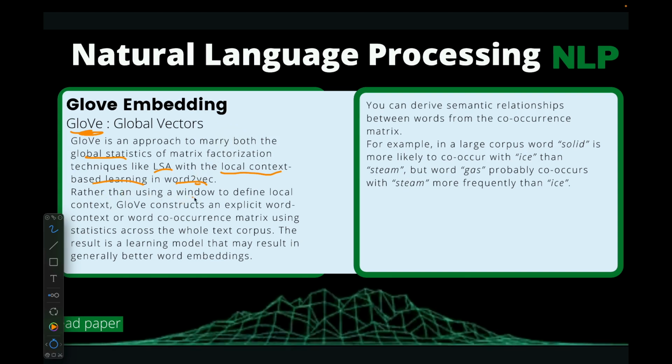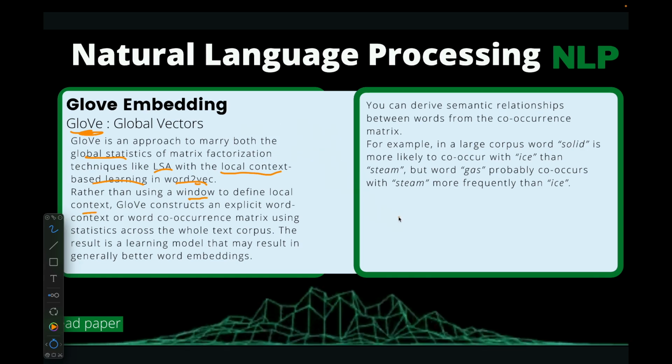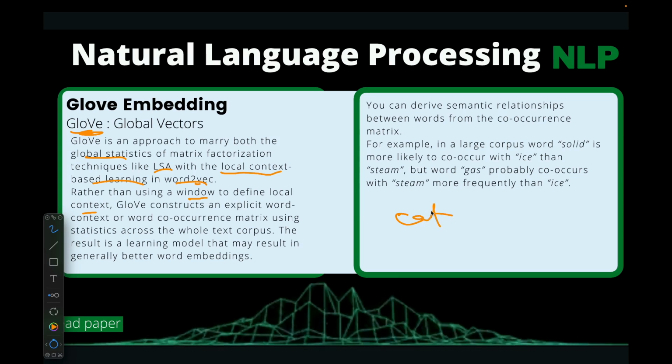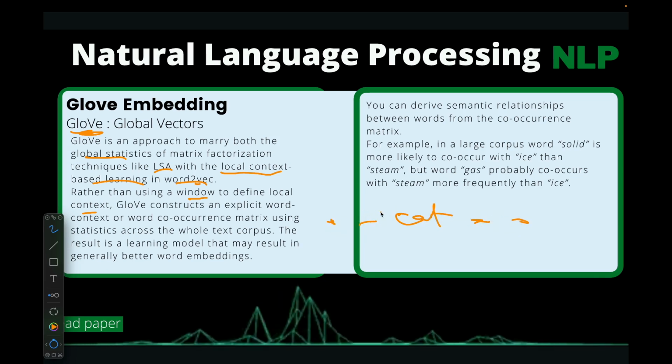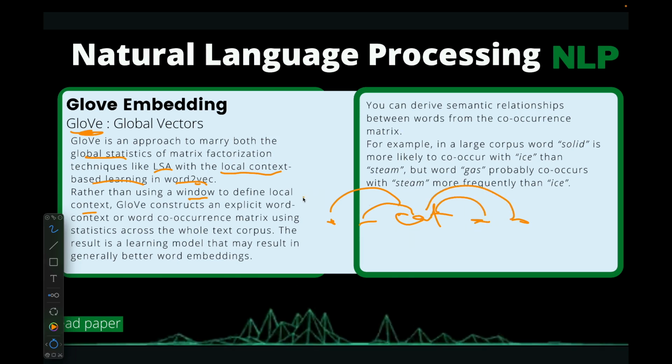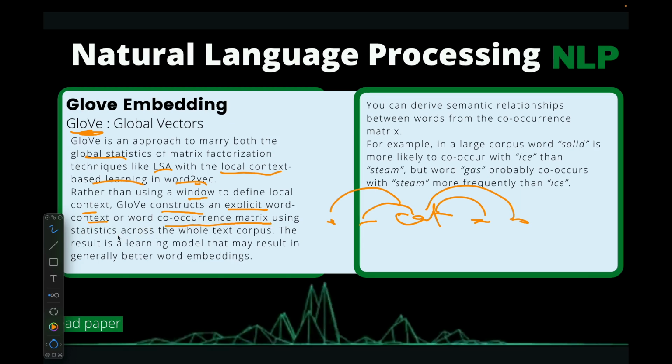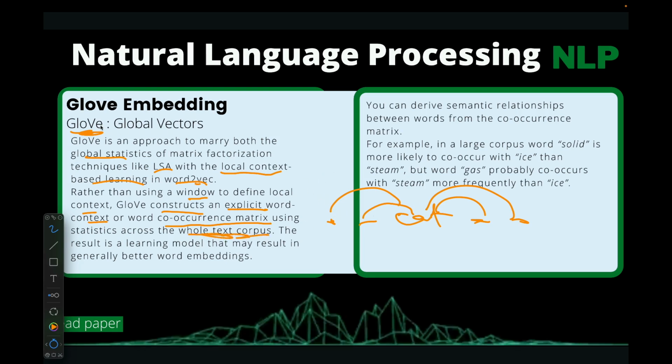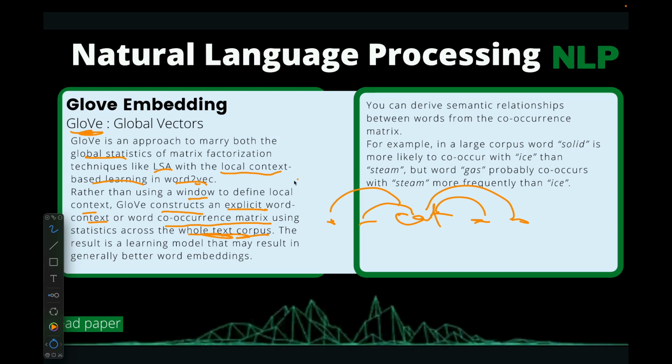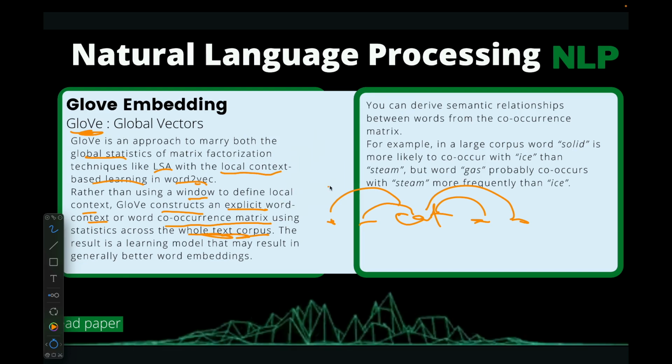So rather than using a window to define local context, that is, Word2Vec will use a window, maybe 2 words before the word, so maybe for cat, 2 words before it, 2 words after it, something like that, and then based on those 2 words to predict the cat, and based on the 2 words after it to predict the cat. Instead of limiting itself to that, what GloVe does is that it constructs an explicit word context, or what we refer to as co-occurrence matrix, using statistics across the whole text corpus. So this GloVe is going to take into consideration the entire corpus, your entire data set.